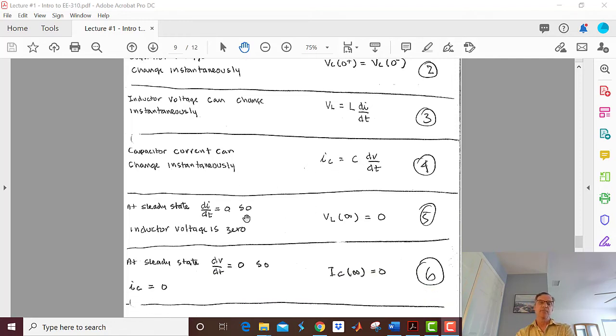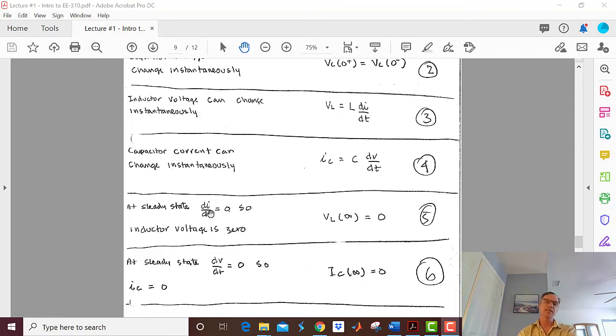Now let's look at steady state. And as I mentioned for these problems, there are two steady state points. One is at t equals zero minus. That's where the circuit has had a long time to settle and you're getting ready to insult it somehow. And the second steady state condition is time equals infinity. You had your thud or you had your boing and everything settled out and you got back to steady state.